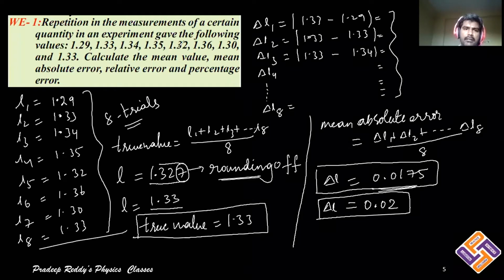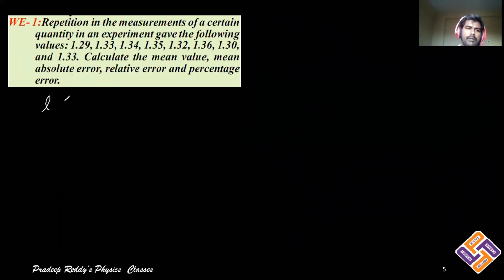Now we have calculated the mean value and the mean absolute error. Next we should calculate the relative error, and then the percentage error. Remember these values: one is 1.33 and the other one is 0.02. L is equal to 1.33, which we have got. Delta L is equal to 0.02. This is the mean value and this is the mean absolute error.